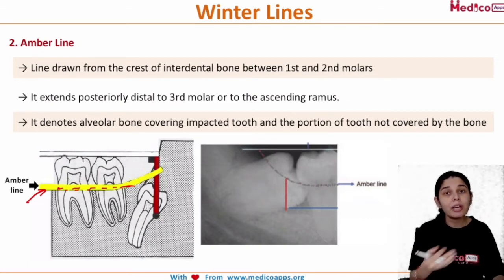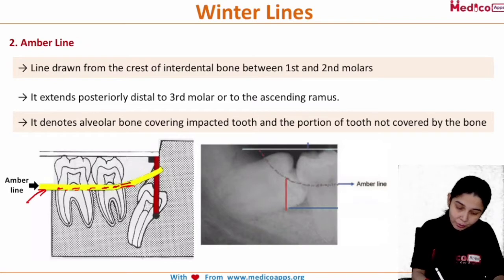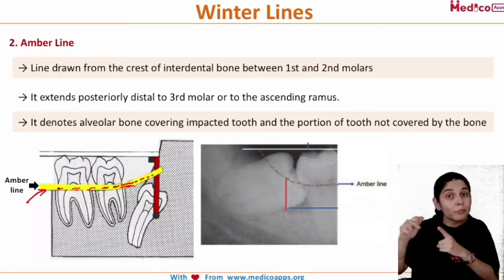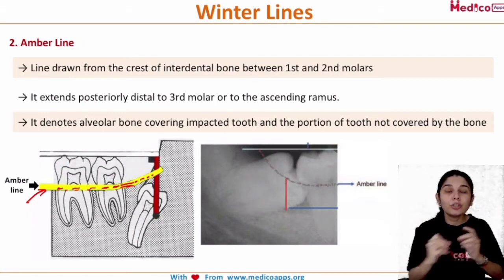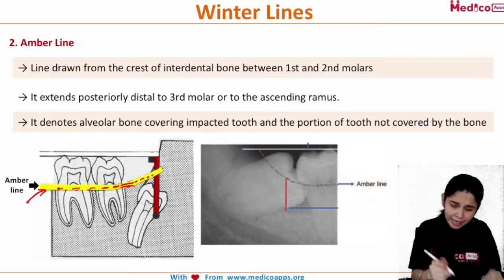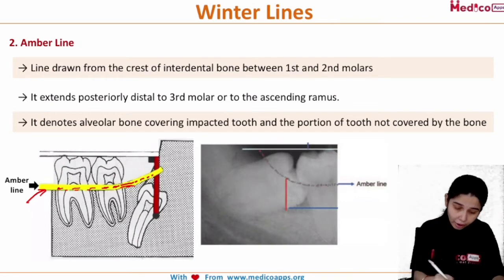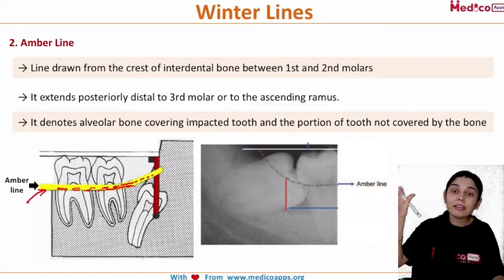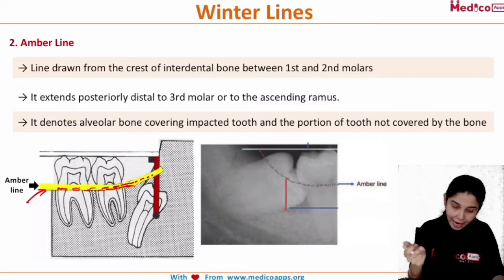This is the alveolar bone, the interdental bone which is covering the first and the second molar, and then it is extending towards the third molar posteriorly, and that can move to the ascending ramus. So an Amber's line is drawn from the crest of the interdental bone between the first and second molar, and then extending posteriorly, similar to what we had done in the white line. And what will it denote?